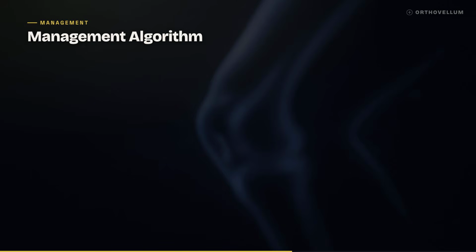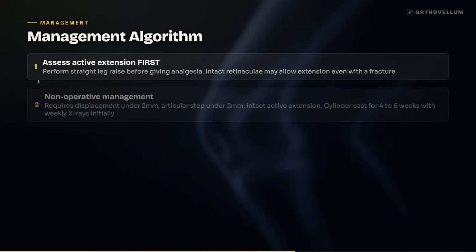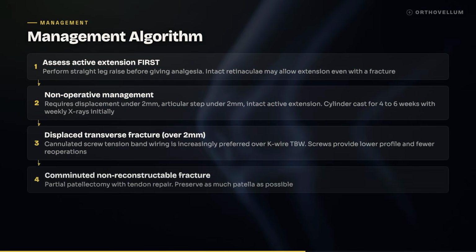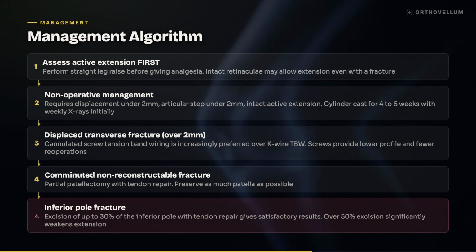Your management algorithm must always begin by assessing active extension before administering analgesia, as intact retinacula can sometimes mask a fractured patella. Non-operative treatment with a cylinder cast is appropriate for fractures with minimal displacement and a preserved straight leg raise. For displaced transverse fractures, cannulated screws with a tension band are increasingly preferred over K-wires. While severely comminuted injuries may require partial patellectomy, taking care to preserve as much bone as possible.